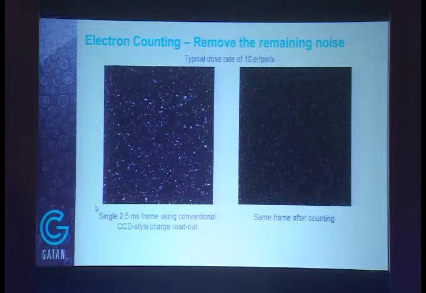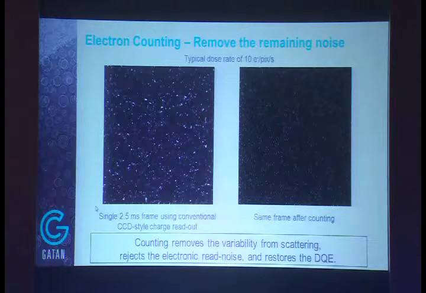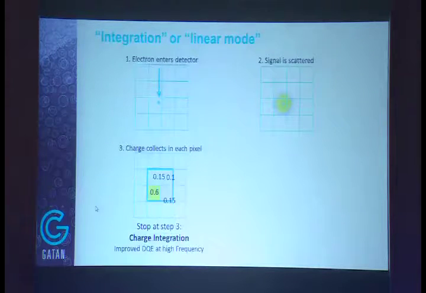Okay, and so on the left is the raw data, and on the right is what an electron-counted frame looks like. Actually, I took these slides out, but this is the place where I usually have the rain slide. And so the analogy here, well, actually, I'll do that in a second. So let me talk about how this counting works for a second.